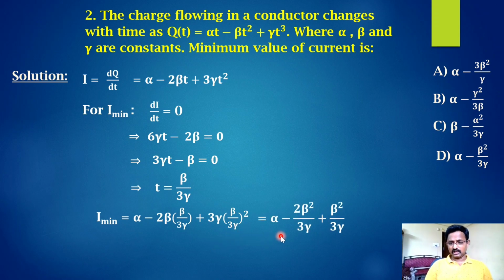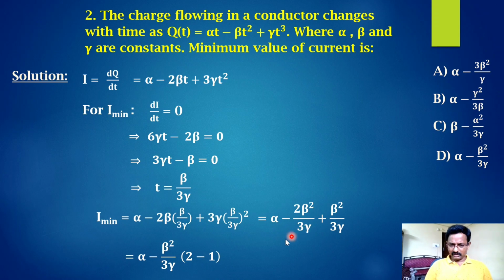That is equal to alpha minus, here 2 beta into beta by 3 gamma means we will get 2 beta square by 3 gamma, plus 3 gamma into beta by 3 gamma whole square means we will get beta square by 3 gamma.